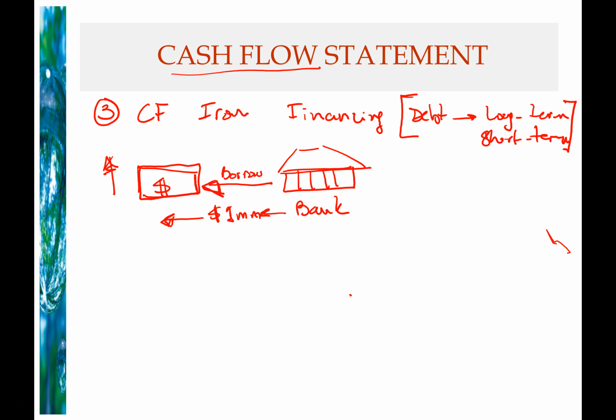Now your cash decreases every time you make a payment on that note. Whether you pay that $1 million back in full, or you make interest and principal payments on that loan, your cash decreases every time you make a payment. All right. So here we'll say payment.